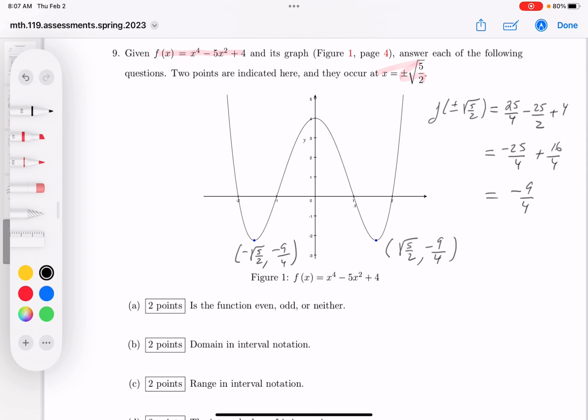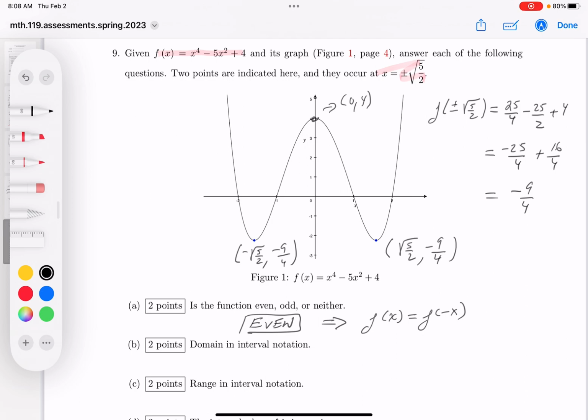All right? If you're interested, you can also put this point down. It looks pretty obvious to me. It's (0, 4). Let's answer the questions. Is it even, odd, or neither? Well, looking at it, I clearly see it's even. If you want to write this down, what is it really saying? That f of x is identical to f of minus x. And you can verify that if you want, but there's no need to. You're looking at a picture.